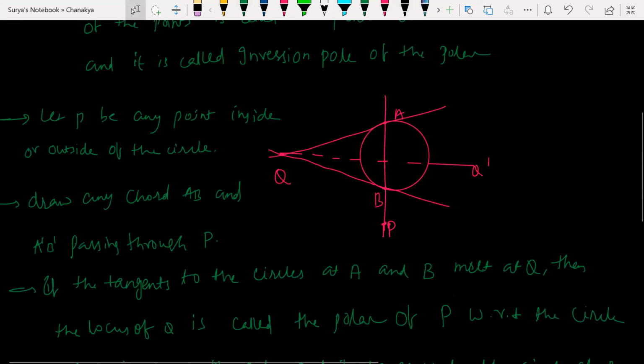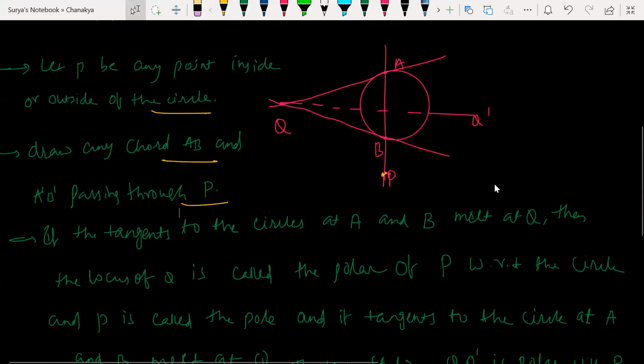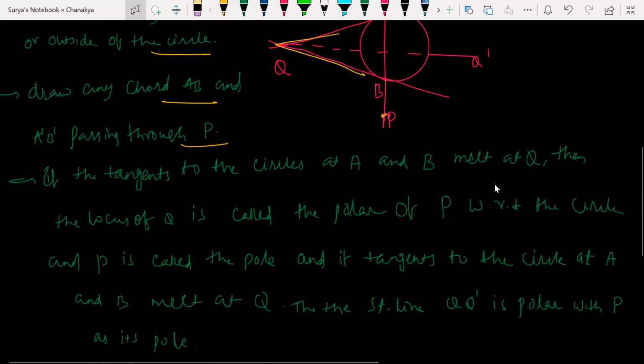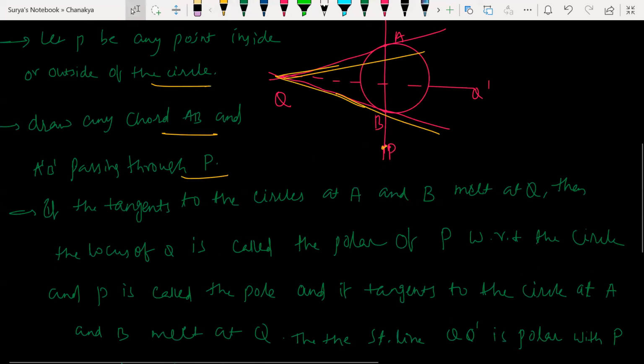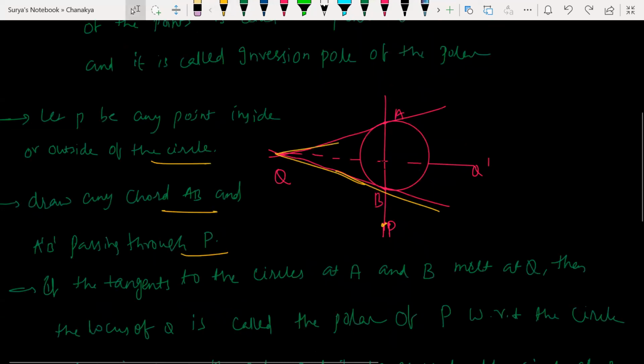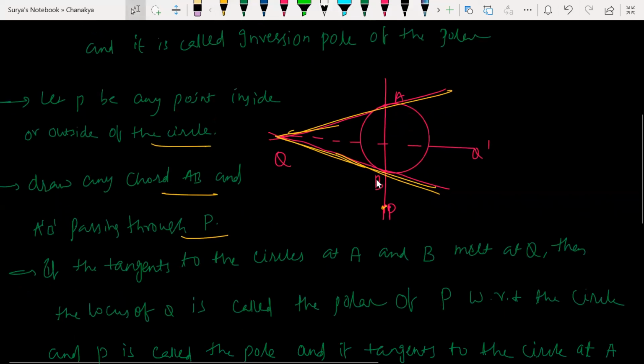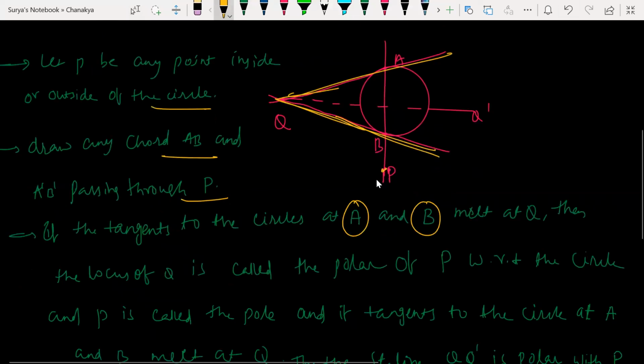Here, P can be any point inside or outside of the circle. Draw any chord. I am drawing chord AB, and A dash B dash, passing through P. If the tangents to the curve at A and B meet at Q, these two tangents meet at Q here. Then the locus of Q is called the polar of P.